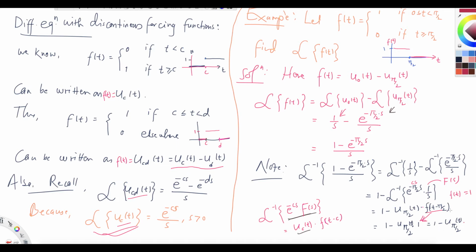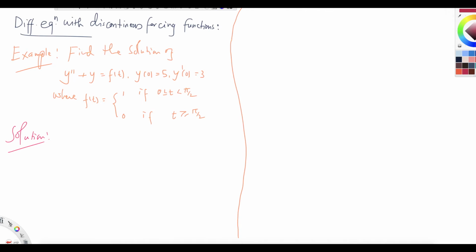So you should be able to write the Laplace transform and then the inverse Laplace transform of the indicator function as well. Okay. So the next thing I want to do is give one example where the right-hand side function is a piecewise function or step function. Okay, so that may not be a continuous function.